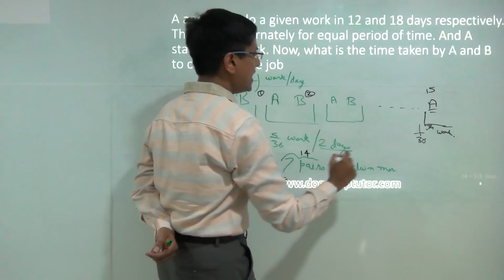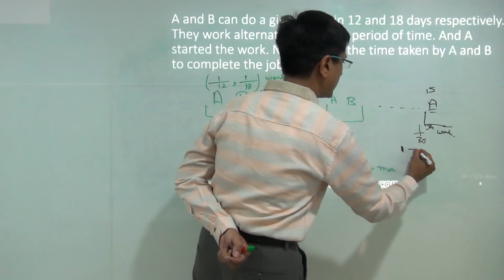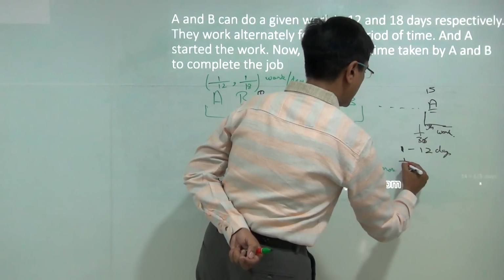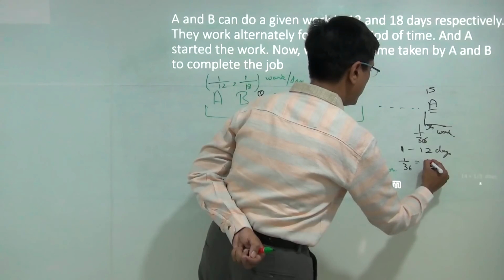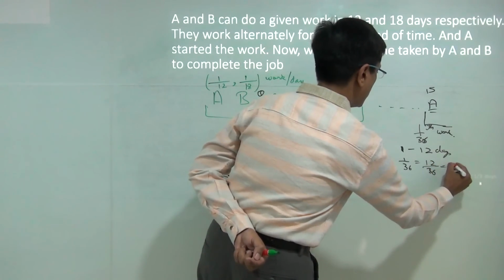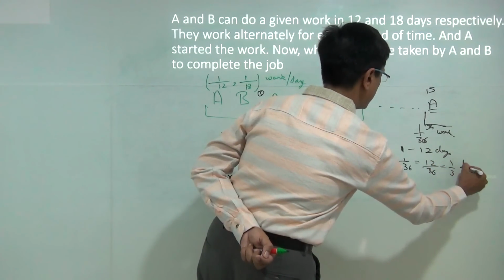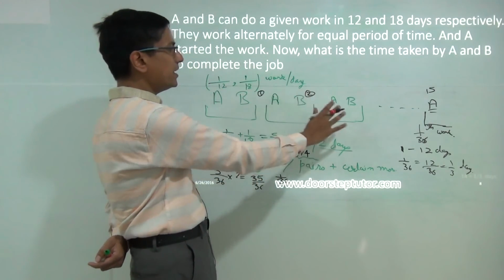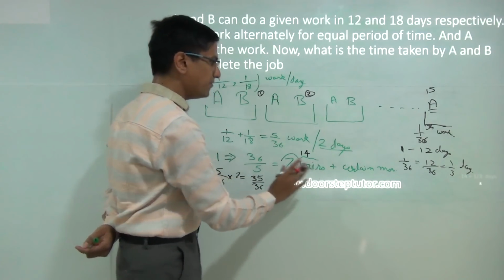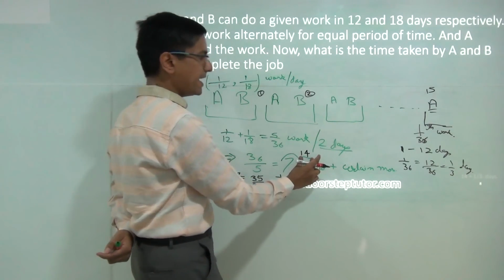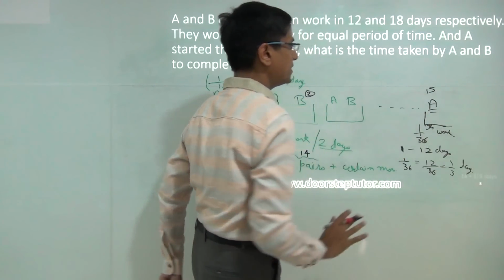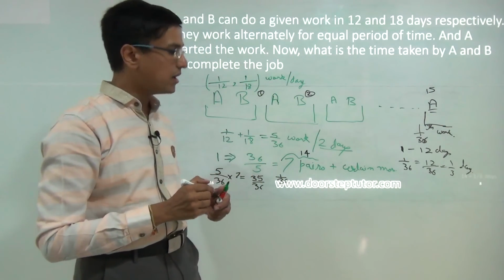What is the speed of A? A can do one complete work in 12 days. So 1/36 of work A will do in 12/36, which is equal to 1/3 day. So now we know that if they work on alternate days, they would complete the work in 14 full days plus 1/3 day on which A is working. So 14 1/3 is your answer.